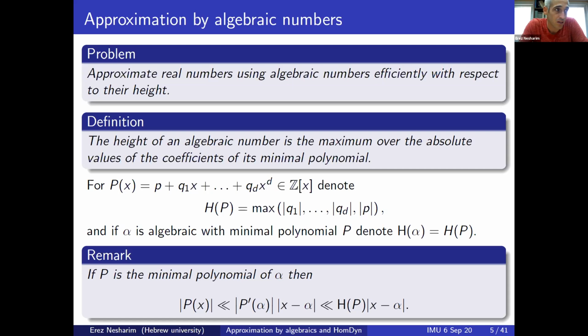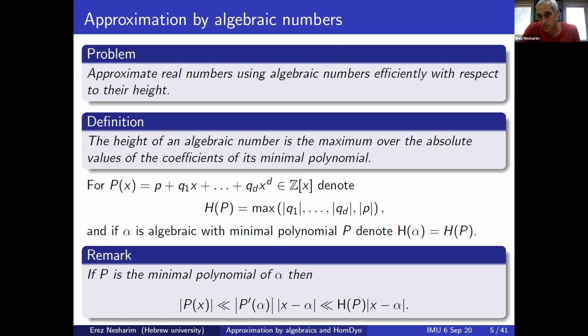So this brings us to a different kind of approximation that is related to approximation by algebraic numbers, which is just to try to find integer combinations of powers of X that are small.